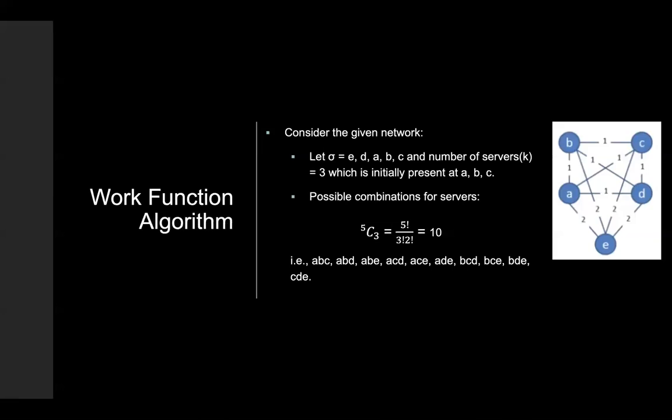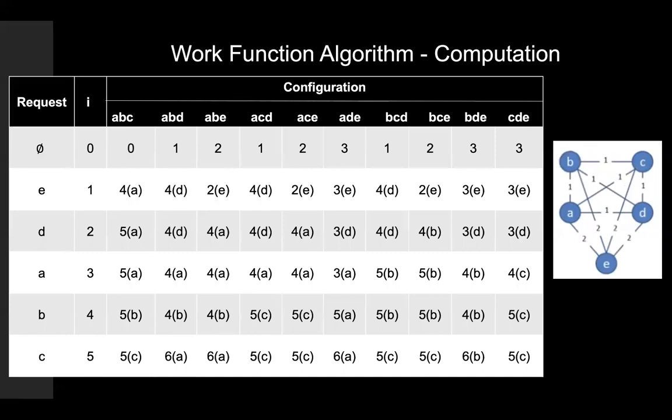Here, W0 of C indicates the work function of configuration C before you get any request. So the first row of this table indicates W0 of all the possible configurations. Since our initial configuration is ABC, W0 of ABC will be 0. To compute W0 of ABD, we just have to compute the distance between configurations ABC and ABD, which clearly from the figure here is 1. Similarly, you'll have to compute W0 of all the other configurations as well.